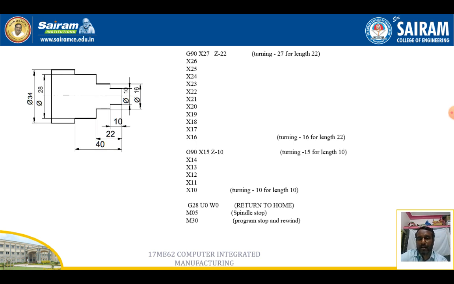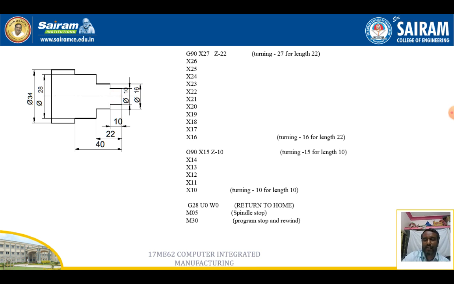So for that again we have to change: G90 X27 Z minus 22. After that the X dimension varies, so X26, X25, up to 16 mm, and the material is removed up to here. Then up to 10 mm diameter, 10 mm length. So again we have to use G90 X15 and Z minus 10. After that you can give the X value only, because only the X value changes up to 10 mm. X14, X13, X12 means it will remove the material 1 mm at a time.